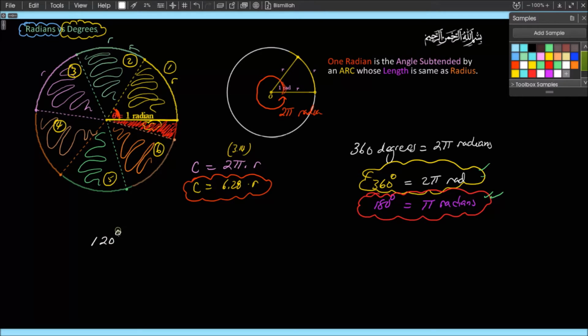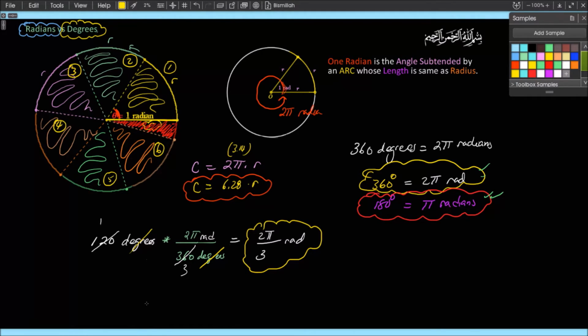How many radians is 120 degrees? So you have 120 degrees, and now we know what the conversion factor is, right? In 360 degrees, there are 2 pi radians. Degrees cancel out, right? And I can simplify this. 120 goes into 360 3 times. So it's 2 pi over 3. If you simplify this, you get that many radians. So 120 degrees is 2 pi over 3 radians.